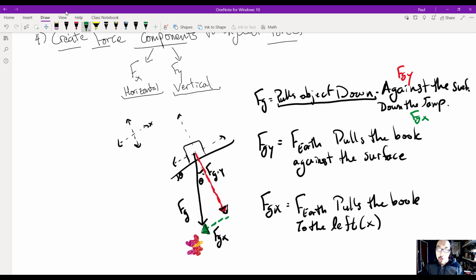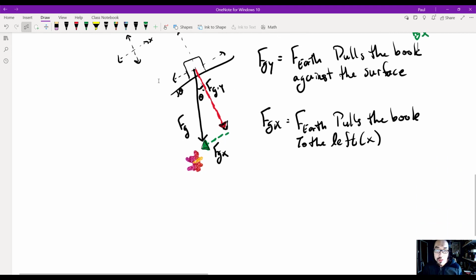Great. Now, here's the tricky part. Let's go into the trig portion of these angled forces. I'm going to leave that there and do my trig stuff on the side. So here's something that you should know. You might have seen this before.